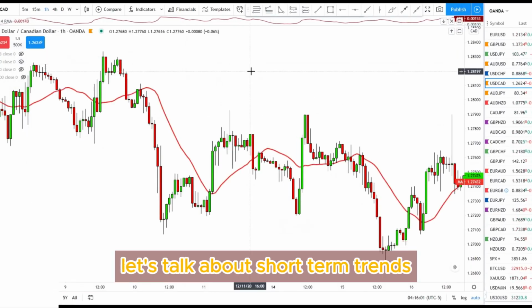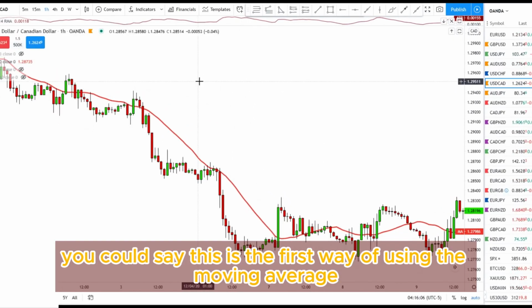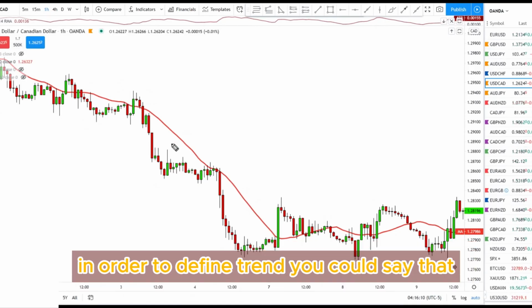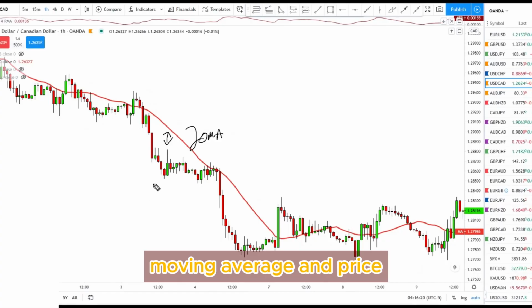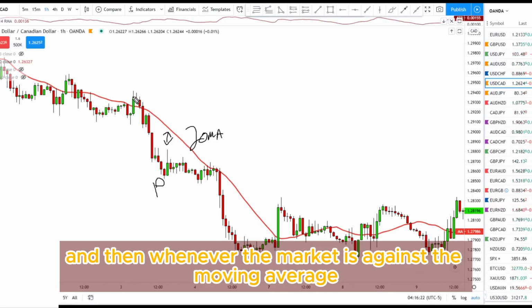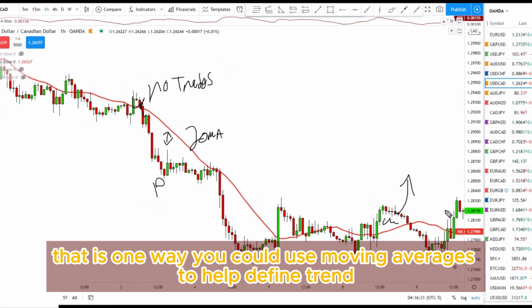But let's talk about short-term trends. If you were looking for a short-term type of trend, this is the first way of using the moving average in order to define trend. You could say that I only take short trades when I see space between the 20 moving average and price. And then, whenever the market is against the moving average, I take no trades. And when the market is above with space, I look for long trades. That is one way you could use moving averages to help define trend.